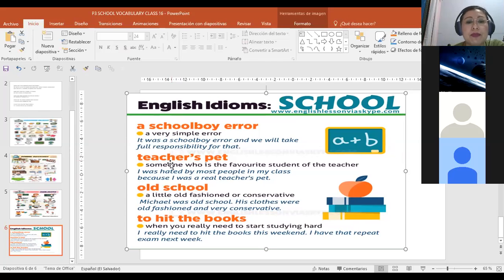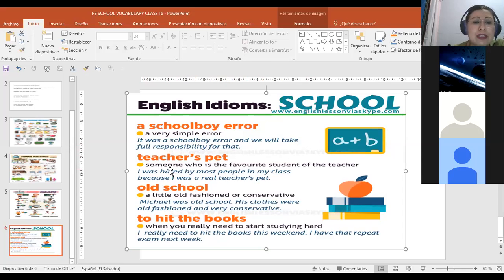So for example, a schoolboy error. ¿Qué es un schoolboy error? A very simple error. Es un errorcito de escuela. O sea, me equivoqué, pero era chiquito. No hagas tanto escándalo. It was a schoolboy error and we will take full responsibility for that. Es como, fue un errorcillo, ¿verdad? De escuela, un errorcito pequeño. Tomaremos completa responsabilidad por eso.